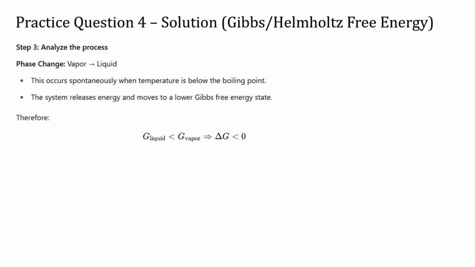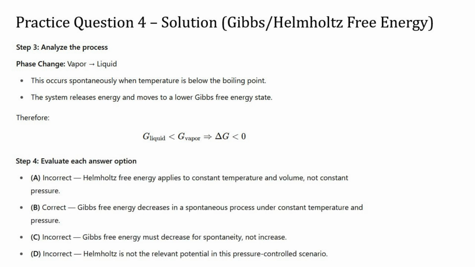Now, if we consider the phase change from vapor to liquid, this typically happens when the temperature is below the boiling point. In such a scenario, the system releases energy to the surroundings. This energy release causes the system to shift from a higher energy state, vapor, to a lower energy state, liquid. As a result, the Gibbs free energy of the liquid is lower than that of the vapor, and this transition is associated with a decrease in the overall Gibbs free energy of the system. This confirms that the change in Gibbs free energy is less than zero, satisfying the criterion for a spontaneous process.